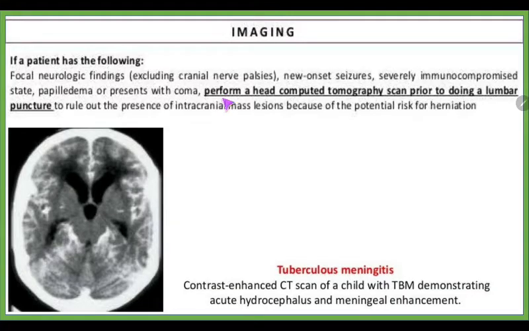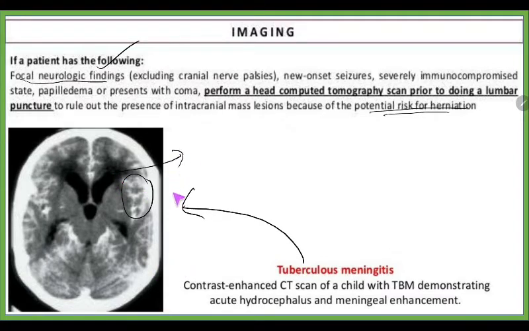Coming to imaging, one should perform imaging when we see focal neurological findings in the patient, and that is a head CT, to be done prior to doing a lumbar puncture. Why it should be done prior is to rule out the presence of any intracranial lesion, because it can give a potential risk of herniation by lumbar puncture. In tuberculous meningitis, the CT shows meningeal enhancement, and there is bulging of the lateral ventricles. That is, the person is going to be affected by hydrocephalus.